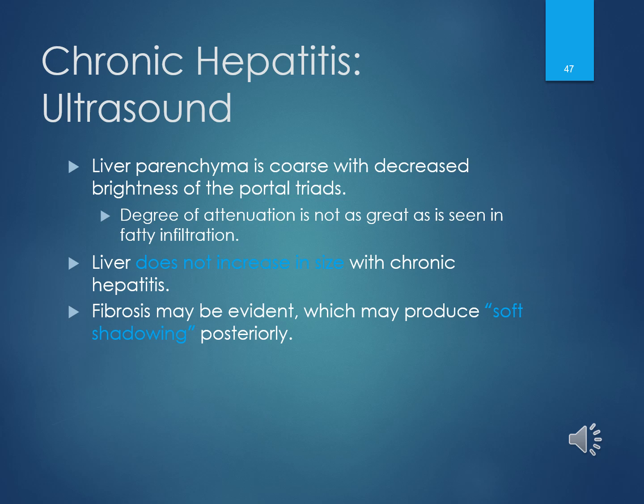The liver parenchyma is coarse. We'll see that with cirrhosis, with decreased brightness of the portal triads. So we lose that starry night sign. The degree of attenuation is not as great as is seen in fatty infiltration. Okay, but we're still going to possibly see that soft shadowing. So it's going to be kind of similar, but it's going to be different, and I'll show you that.